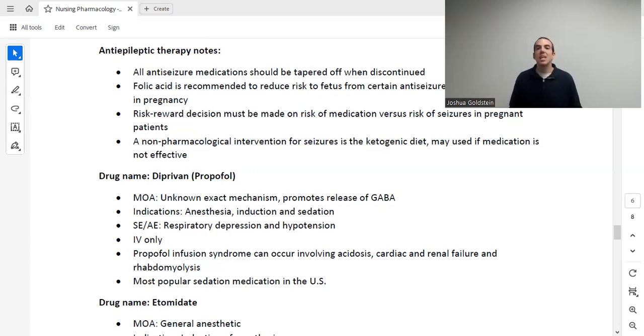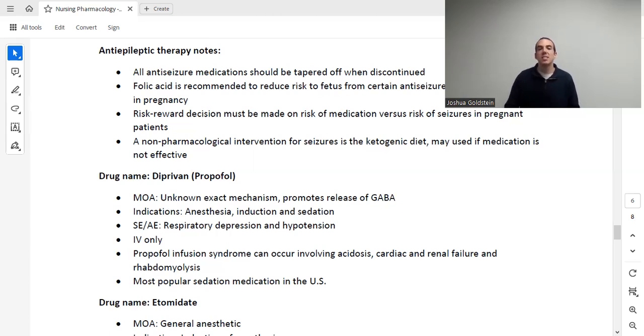Next, we're going to move on to medications that are used for anesthetics or sedatives. So we're going to start with Diprivan, which is propofol, which is by far the most popular sedation medication in the United States. How it works exactly, we don't know, but we do know that it promotes the release of GABA. Once again, GABA is that inhibitory neurotransmitter. It's like pumping the brakes in the brain, and by pumping the brakes, I'm going to slow down the brain activity to the point of sedating the patient.